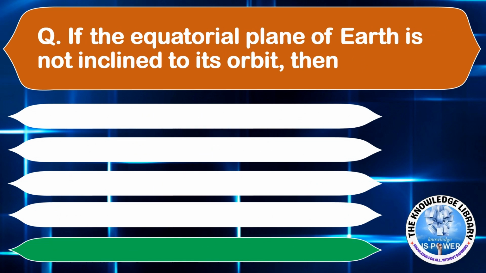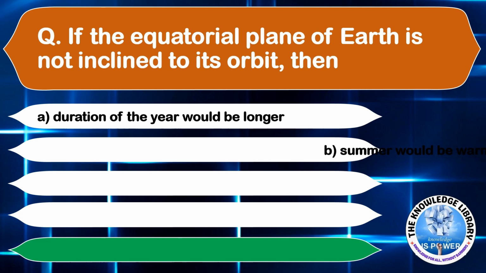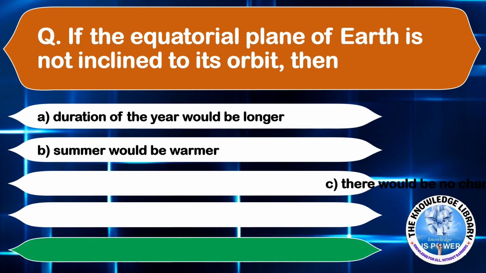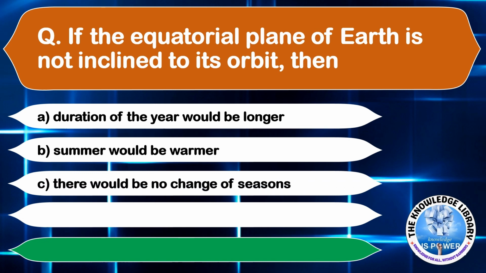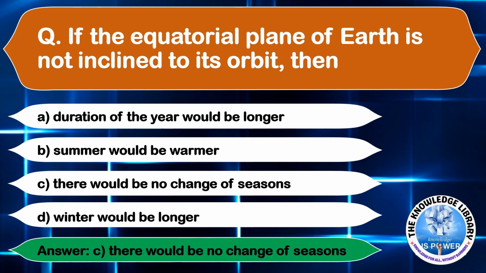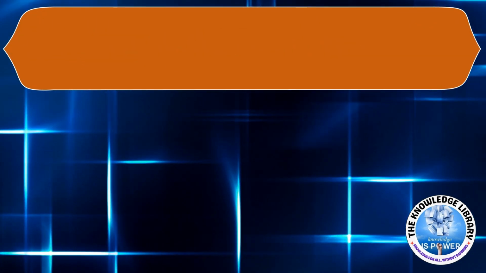If the equatorial plane of the earth is not inclined to its orbit, then option A, duration of the year would be longer. Option B, summer would be warmer. Option C, there would be no change of seasons. And option D, winter would be longer. The correct answer is option C, there would be no change of seasons. Moving on to the next question.